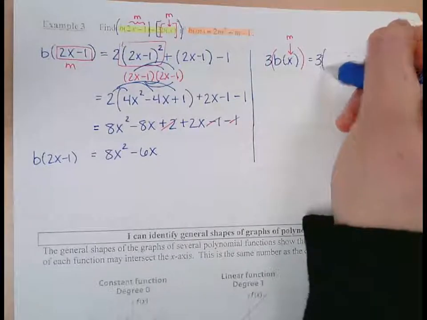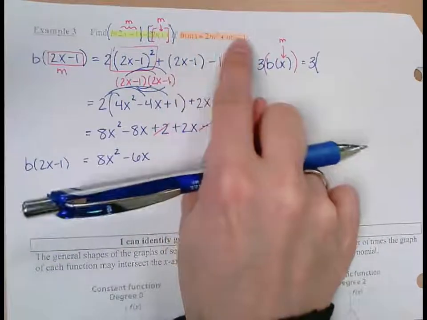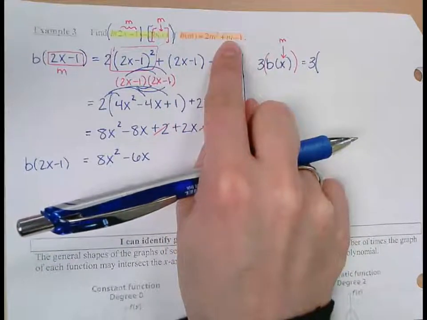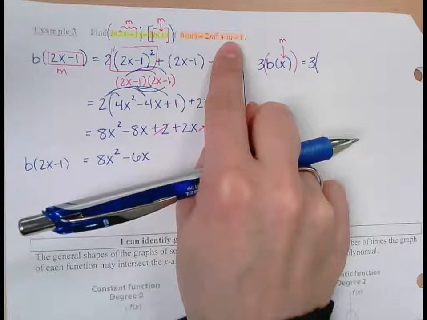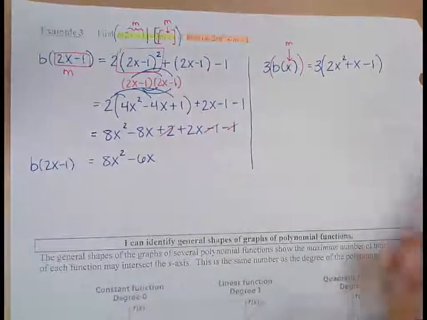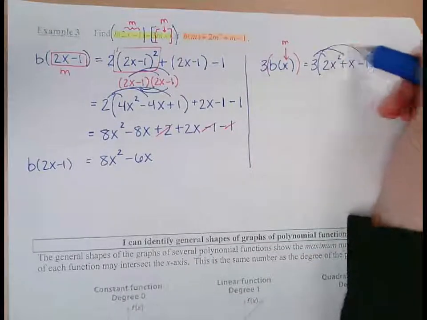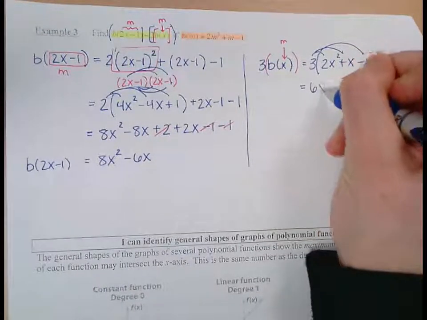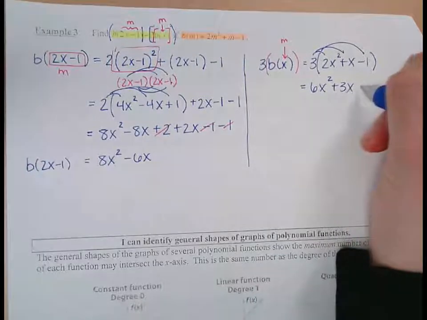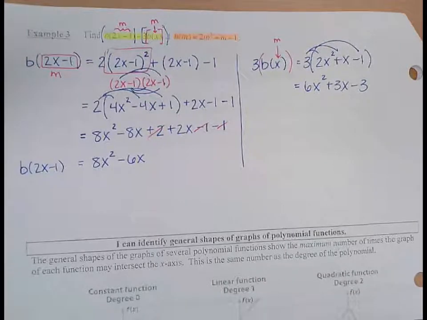So the 3 I'm going to write out front, 3 times. For b of x, that means in my function b of m, wherever I see an m, I'm just replacing it with an x. So I'm just changing the variable, basically. So I have 2x squared plus x minus 1. Then I have to distribute the 3. So that's 6x squared plus 3x minus 3. And then I don't have any like terms, so that part is already simplified.